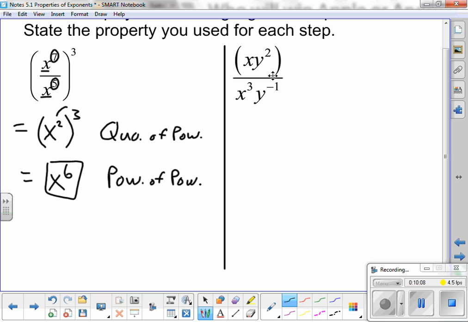Next one, I'm not sure why I put parentheses around that. I think there's supposed to be a number here. So let's add in a number. So let's put a 5 here because I think there was a typo there. So just assume that there was a 5 there.